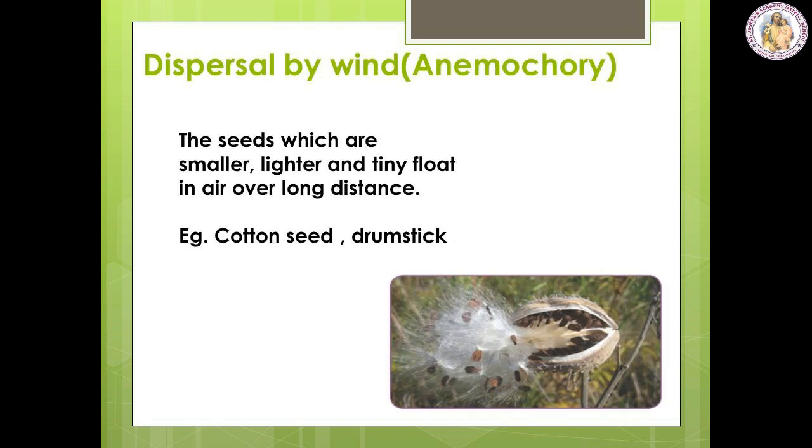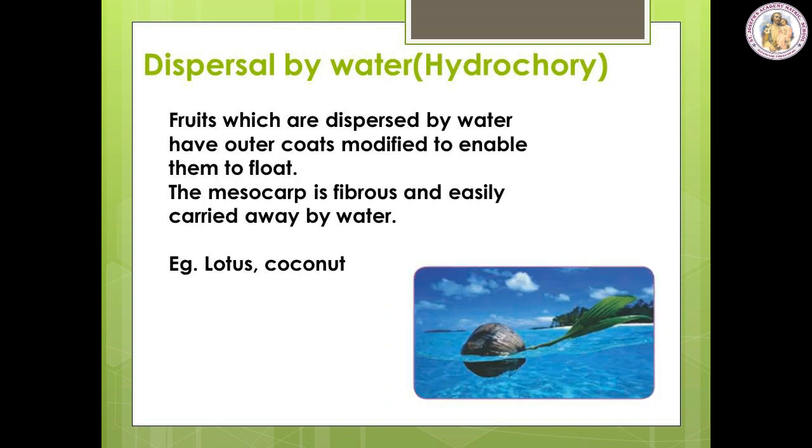Dispersal by wind, anemochory. The seeds, which are smaller, lighter and tiny, float in air over long distances. Some of them are provided with hairs and membranous wing-like structures, so they are carried away easily. Examples: cotton seed, drumstick.